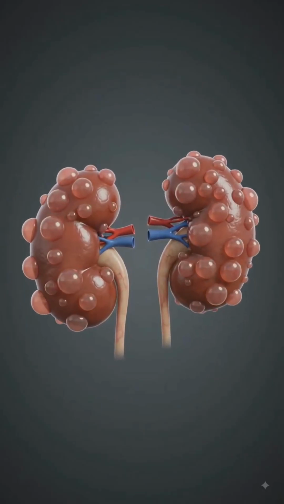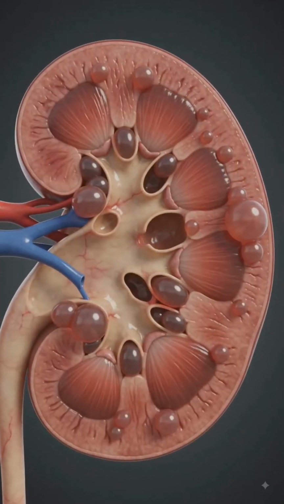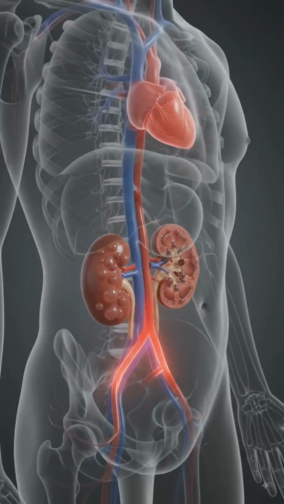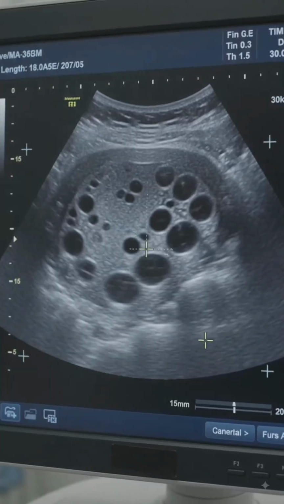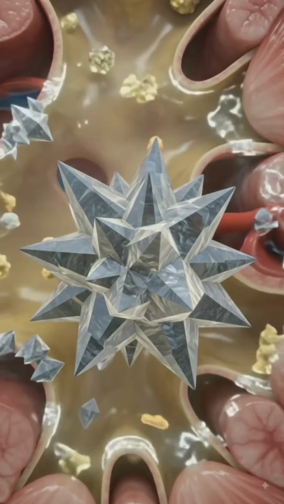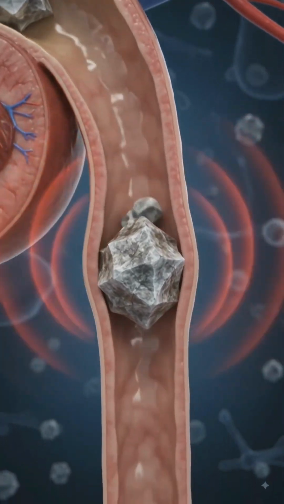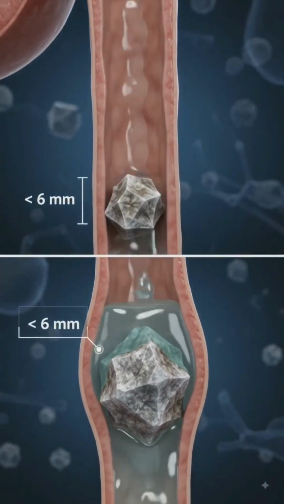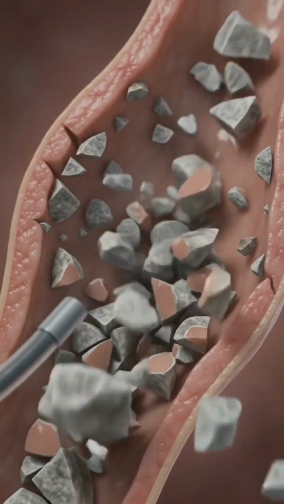PKD causes fluid-filled cysts to grow. They enlarge, displacing healthy tissue. This can lead to pain and hypertension. Ultrasound is used for diagnosis. Kidney stones form when substances like calcium and uric acid crystallize. They cause severe, agonizing pain, known as renal colic, as they pass. Larger stones may require laser treatments.